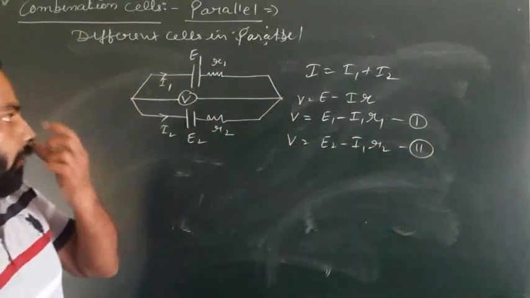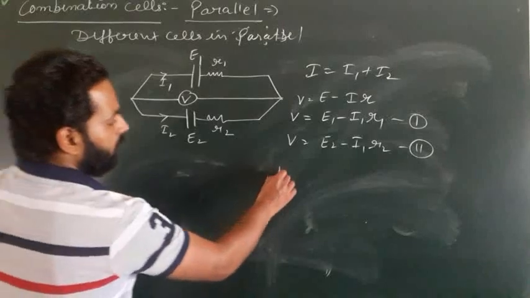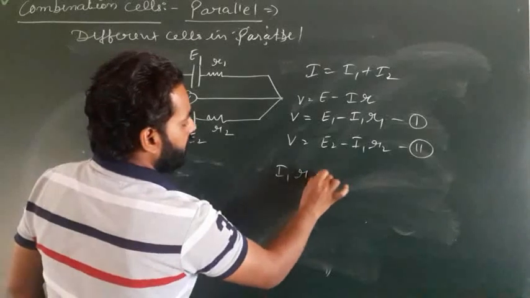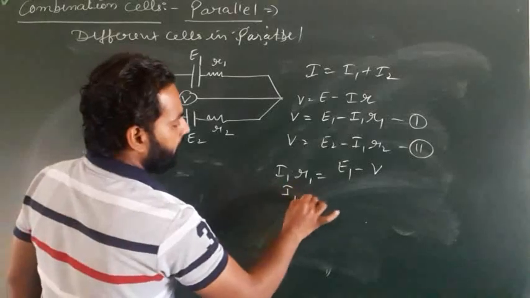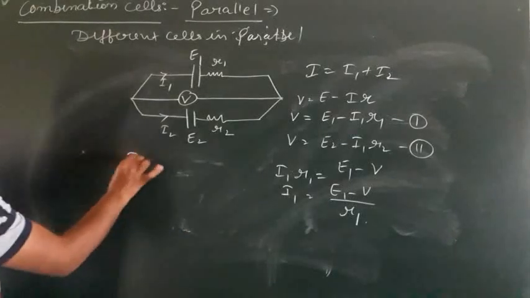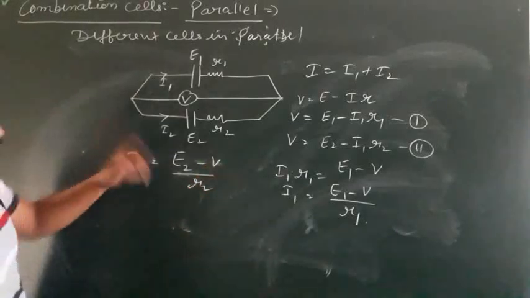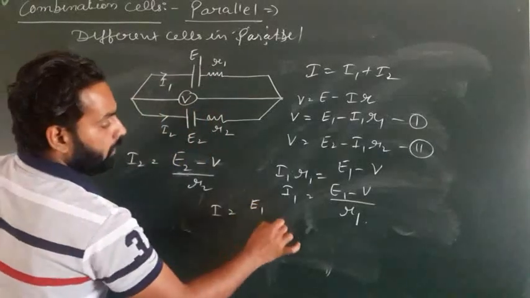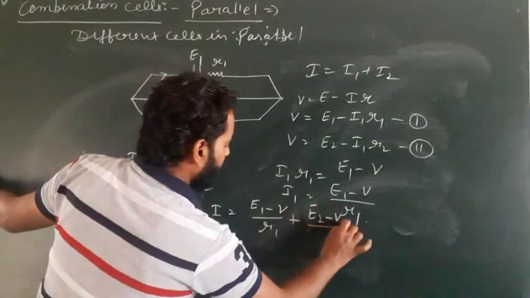Now from this you will find the value of I1 and I2 and put them in. So what is the value of I1? Take this term on that side and V on that side. So I1 R1 is equal to E1 minus V. So I1 comes out to be (E1 minus V) divided by R1. Similarly, I2 comes out to be (E2 minus V) divided by R2. So what is net I? Net I is equal to I1 plus I2, which is (E1 minus V) divided by R1 plus (E2 minus V) divided by R2.